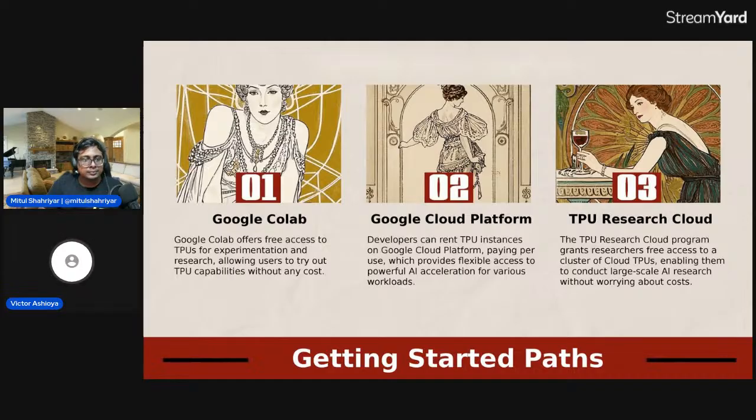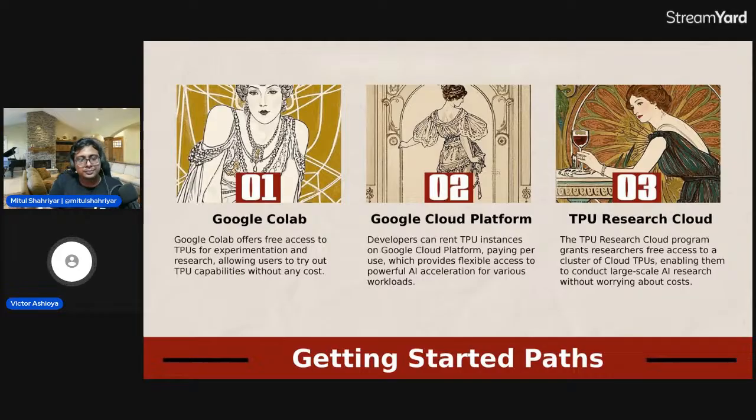One is Google Colab. Google Colab offers free access for experimentation and research, allowing users to try out TPU capabilities without any cost. Then there's the Google Cloud Platform. If you have a credit card in there, you get 30 days free to rent TPUs. After that, you can rely on credits, maybe from Google developer events, or just buy them if you're at an organization or get grants.